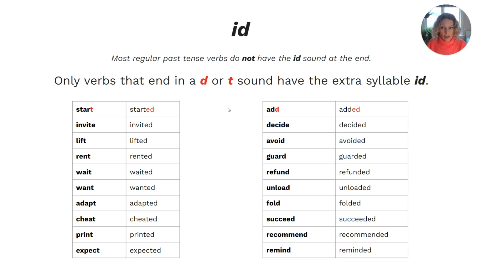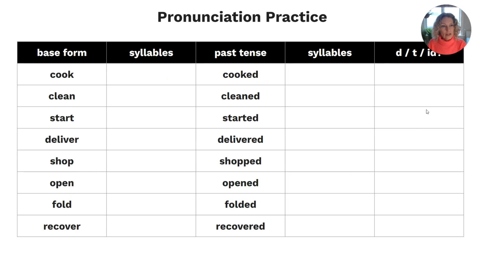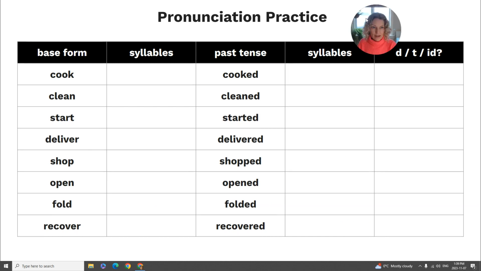So notice with "invite" and "decide," we have a silent E at the end, but the sound that we're hearing is D or T. So they also need the "id" sound. So let's get some practice here and see if you understand this idea.